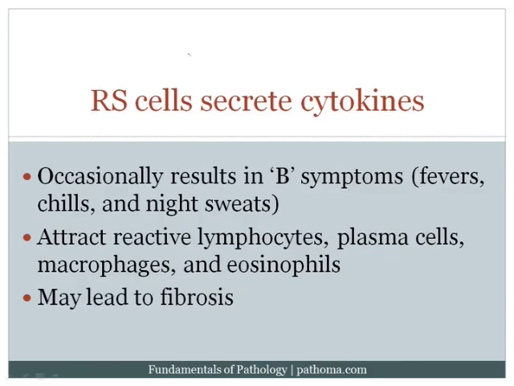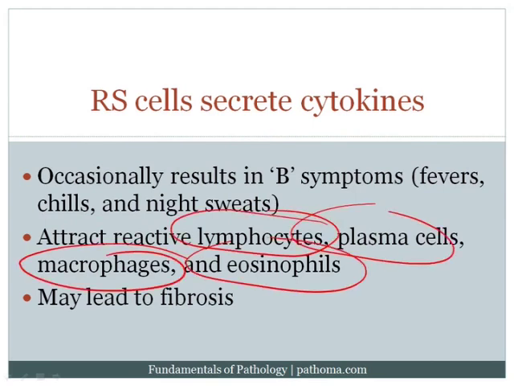Now, the Reed-Sternberg cells secrete cytokines, and that's going to result in a few things. Number one, a subset of these patients can present with B symptoms. B symptoms are like fever, chills, and night sweats, and it's actually due to the cytokines being produced by the Reed-Sternberg cells. In addition, those cytokines are going to attract lymphocytes, plasma cells, macrophages, and eosinophils, which are then going to cause the actual mass to form. So the bulk of the tumor, the bulk of the mass in this disorder, is actually reactive cells. Also, fibrosis may be present, and you'll see why that's important in a moment.